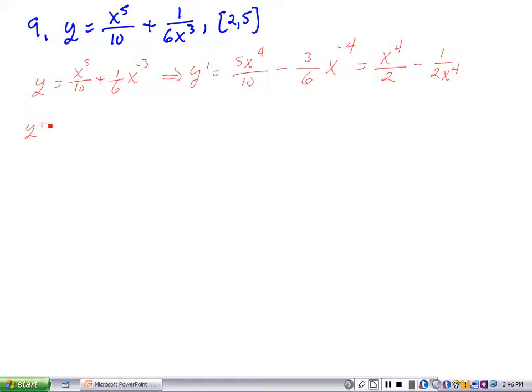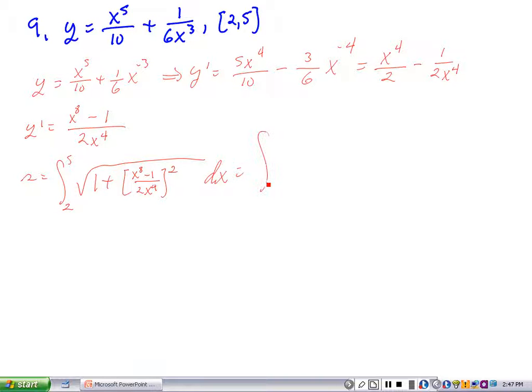Keep on simplifying. Y prime, our common denominator, is 2x to the 4th. So x to the 4th times x to the 4th is x to the 8th minus 1. So now for the arc length, it's the integral from 2 to 5 of the square root of 1 plus that derivative there, which is x to the 8th minus 1 all over 2x to the 4th raised to the 2nd power dx. This is the integral. Let's simplify that.